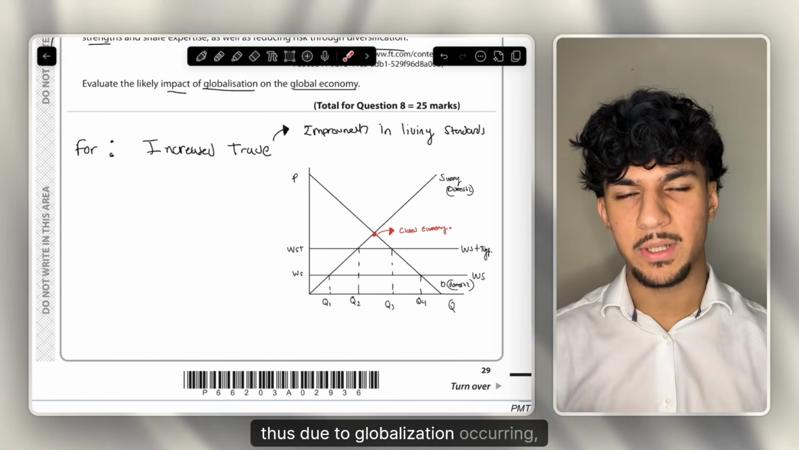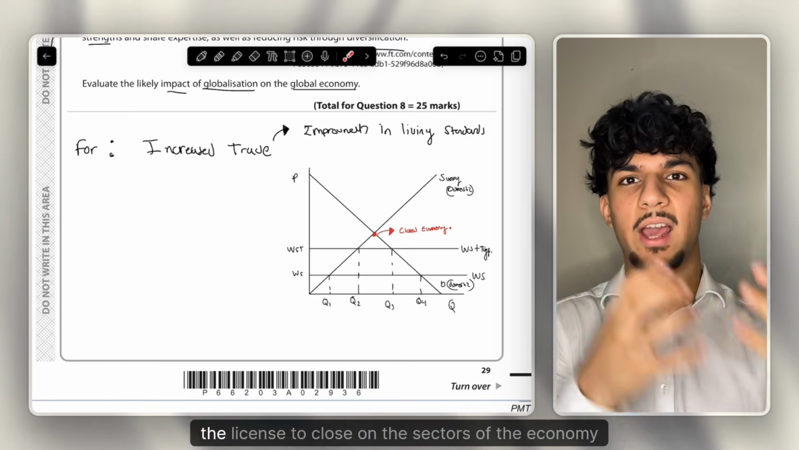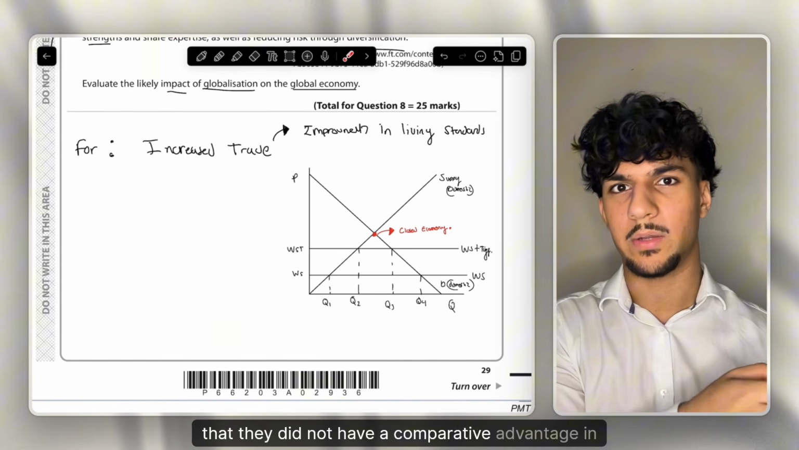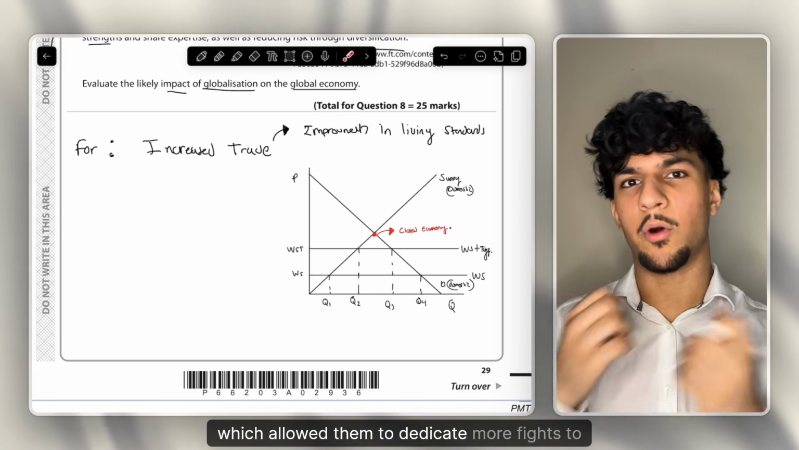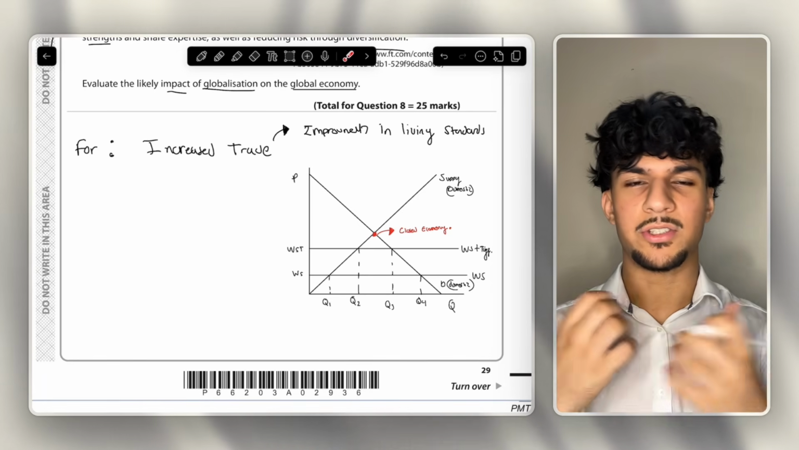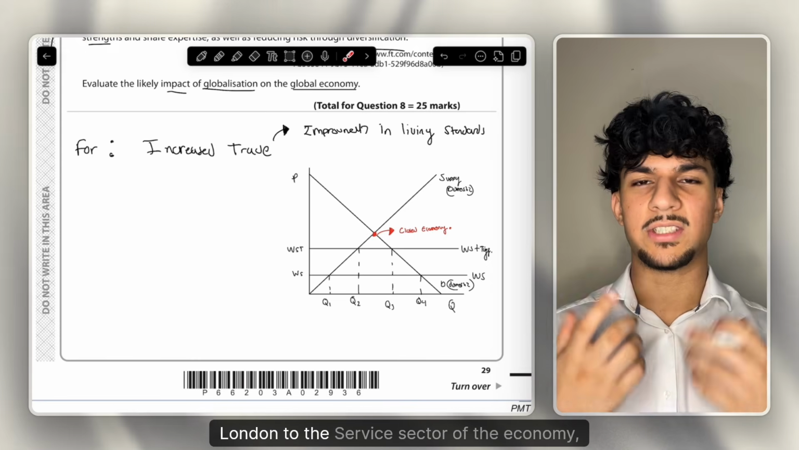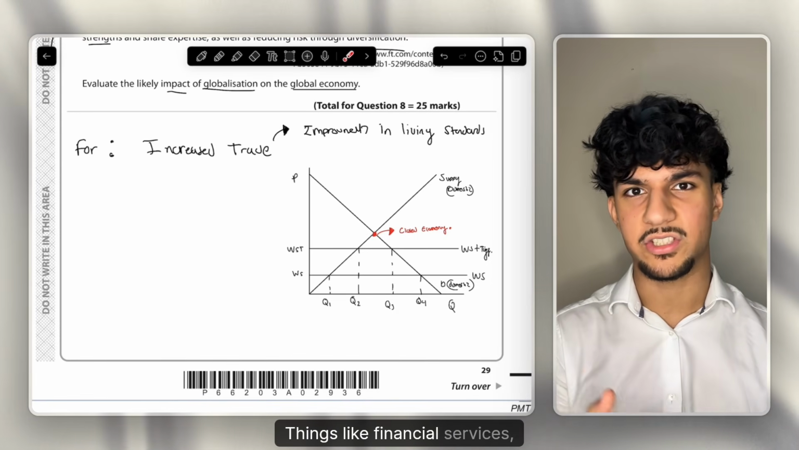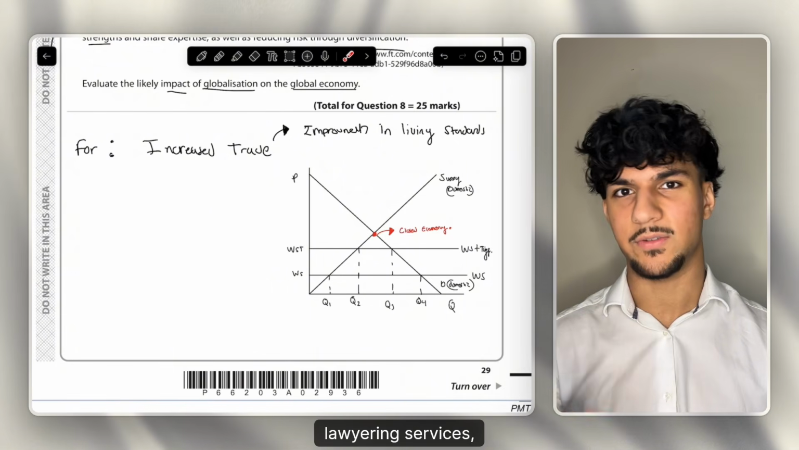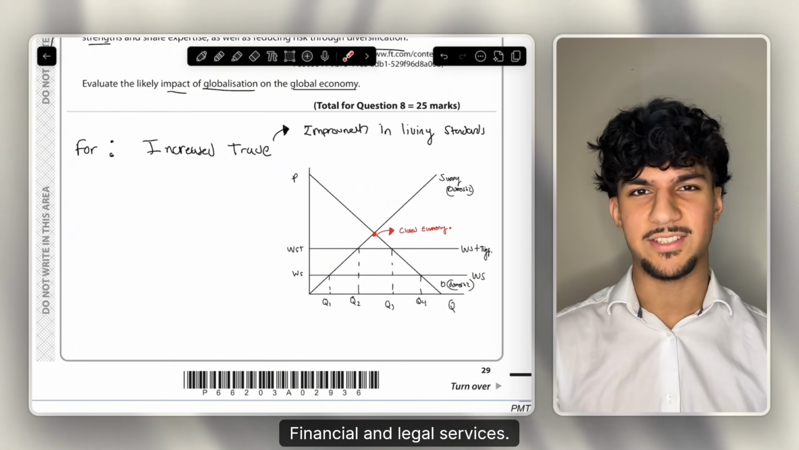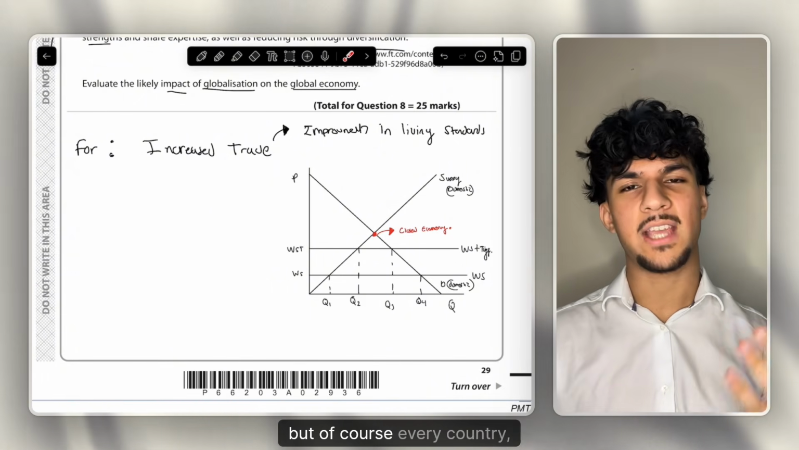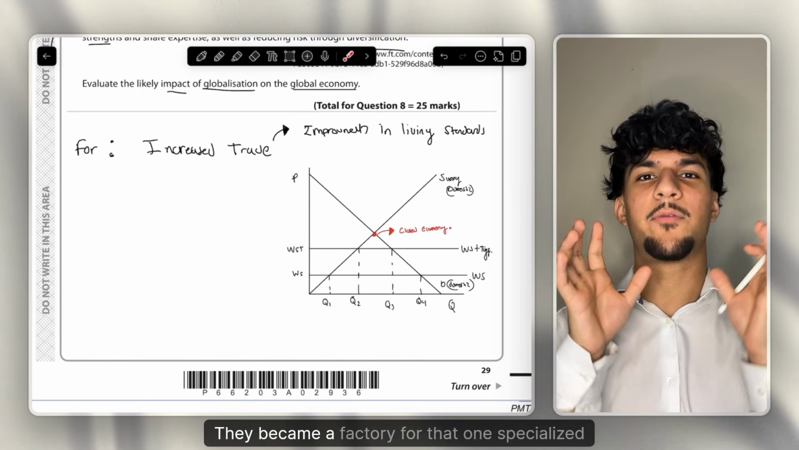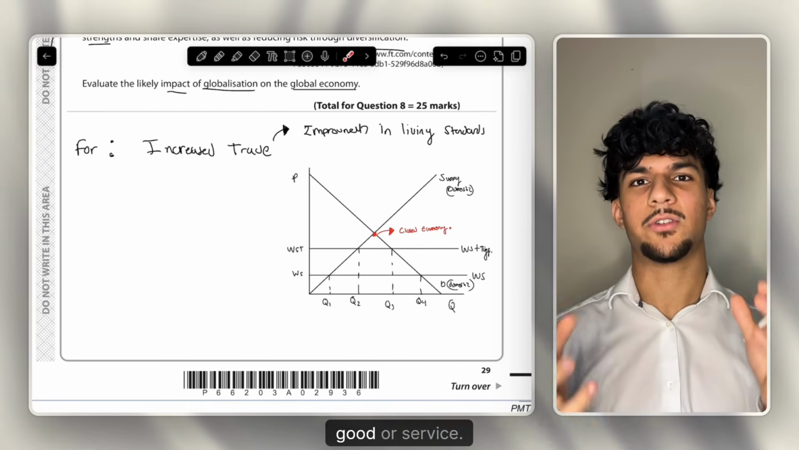Thus, due to globalization occurring, it gave the UK the license to close down the sectors of the economy that they did not have a comparative advantage in, which allowed them to dedicate more factors of production to, for example, the southern side of the economy, London, to the service sector of the economy, which now is the biggest sector for the UK. Things like financial services, like legal services, things like that. Financial and legal services. But of course, every country, every economy essentially became a powerhouse factory. They became a factory for that one specialised good or service.